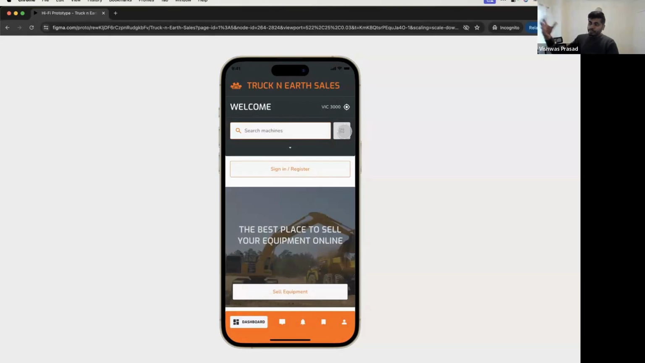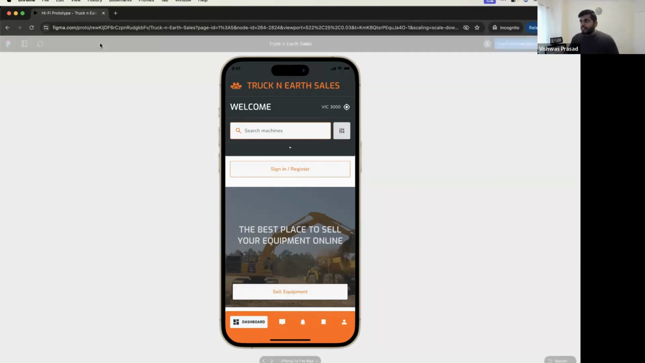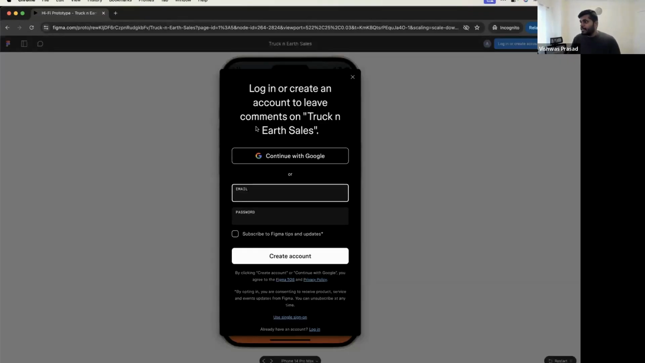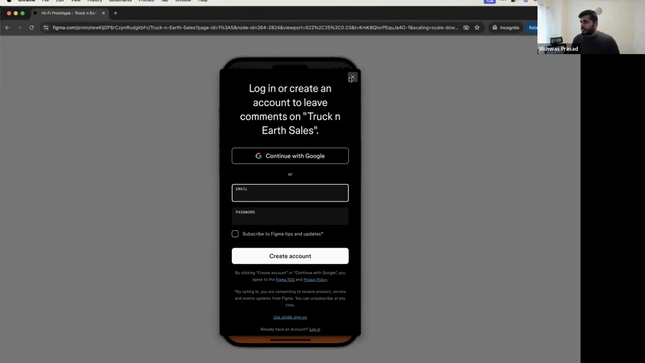And they can potentially show this to their users and investors and their team to gather input and feedback. And say, for example, they wanted to make a change. Instead of having to write down something on a piece of paper or in an email and sending it to the design team, they can immediately post a comment here.